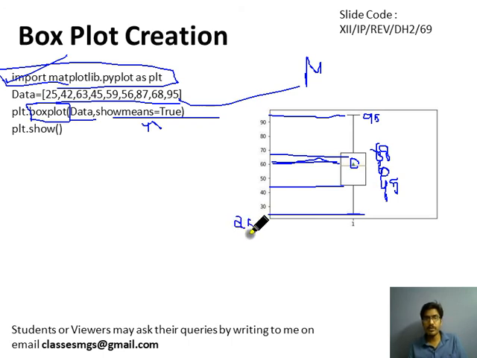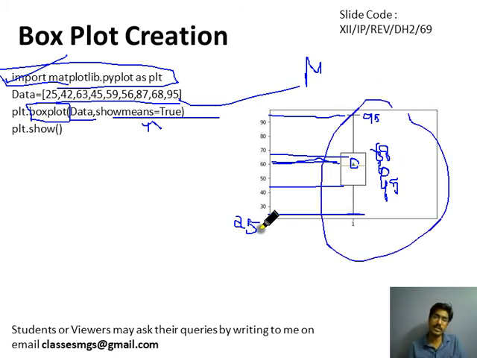So using this box plot, we can see the summary of the data: what is the maximum, what is the minimum, what is the upper quartile, what is the lower quartile, and what is the median or mean of the particular data set. For that purpose, you use the box plot. You can create the box plot using Python code. You can use this code, and plt.show will display it like this.